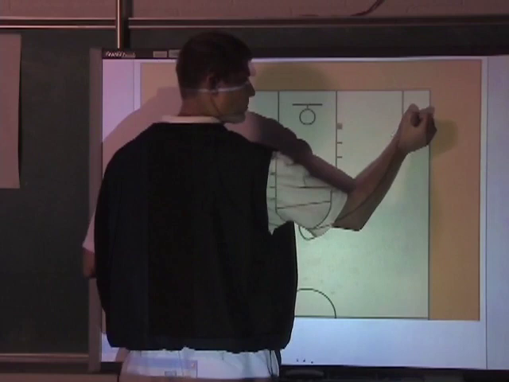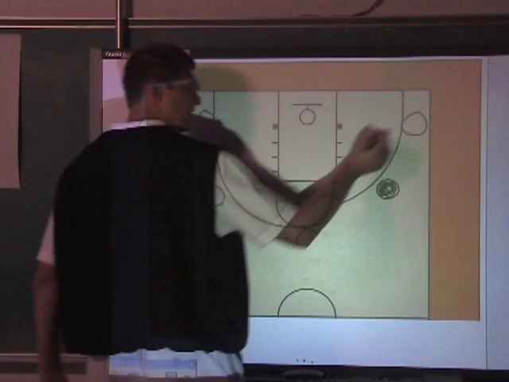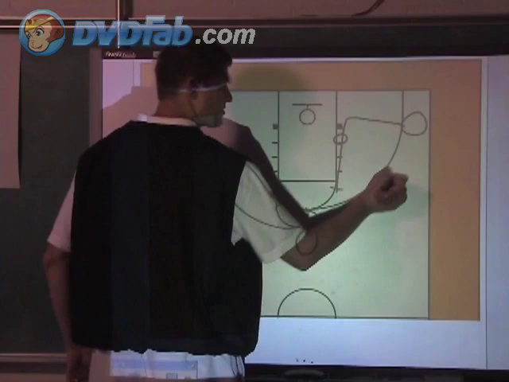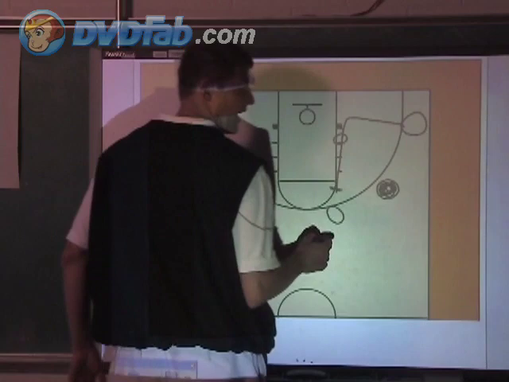As soon as the pass is made here, at any time out of these corners, an L cut can be run. With this L cut being run here, their first stop that they want to stop in is the block, or the established post position. As the pass is made to the perimeter, they can then stop there and then completely bust their tail to get up to this perimeter spot. Once they get up to this perimeter spot, a lot of options can then happen.